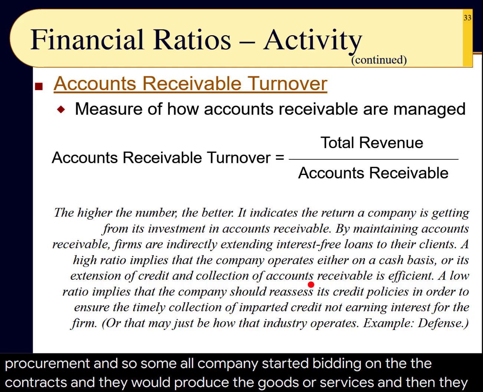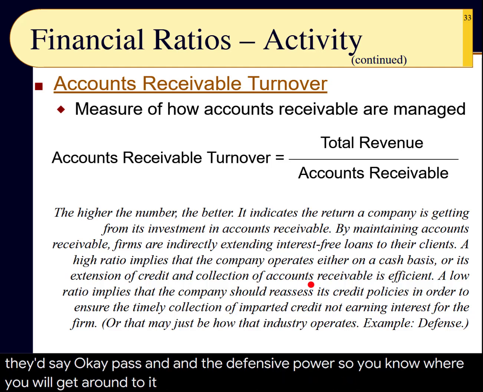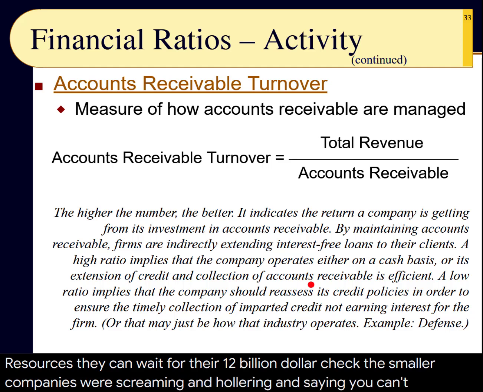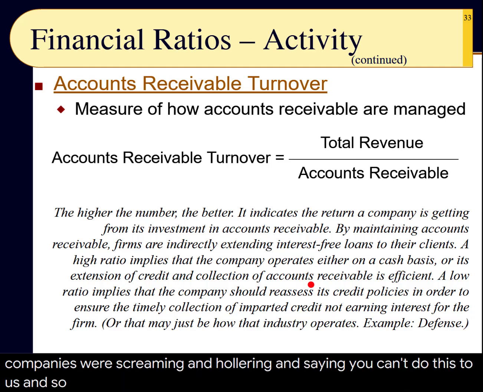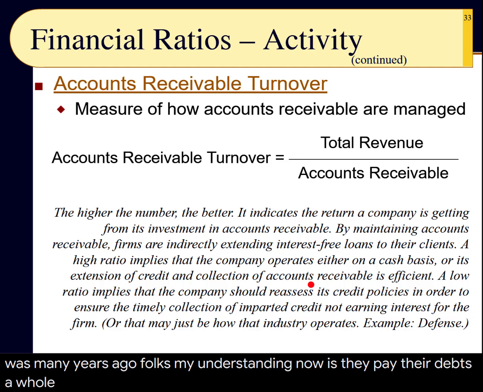And then they'd say, okay, pay us. And the Defense Department would say, don't worry, we'll get around to it. The big companies have that kind of resources. They can wait for their $12 billion check. The smaller companies were screaming and hollering, saying, you can't do this to us. And so the Defense Department, my understanding now, this was many years ago, folks, is they pay their debts a whole lot quicker. So let's do this one very quickly.